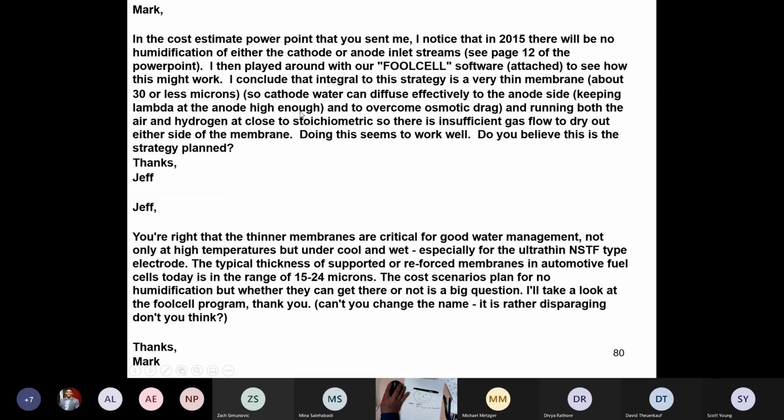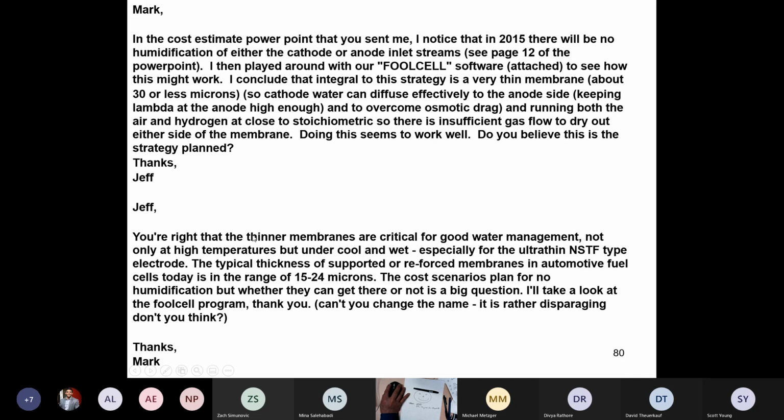Oh yeah, what we should have done actually is decreased the cathode stoichiometry so we weren't sweeping the water away so fast. That would have helped a lot. And to overcome osmotic drag, running both the air and hydrogen at close to stoichiometric, so there's insufficient gas flow to dry out either side of the membrane. Doing this seems to work well. Do you believe this is the strategy plan?